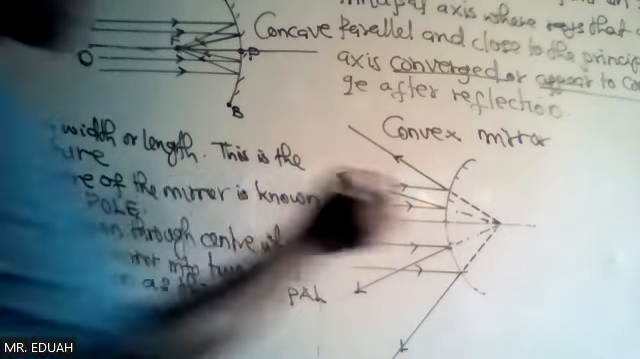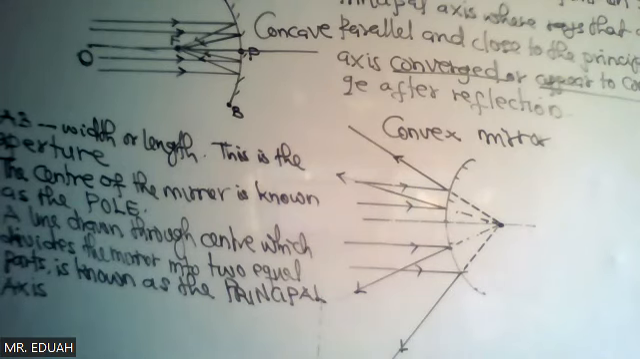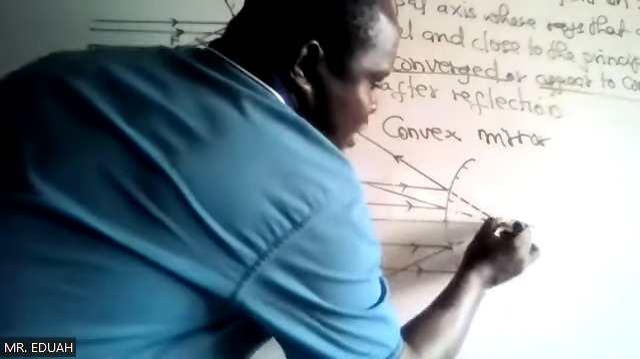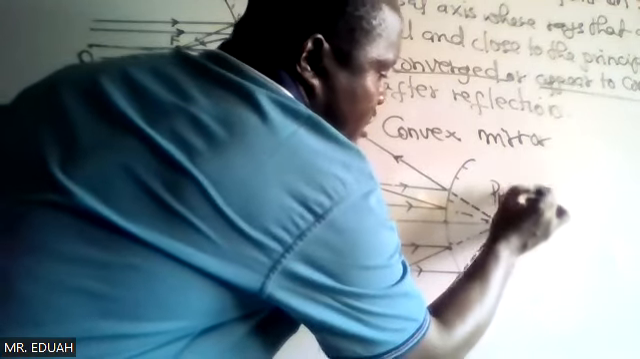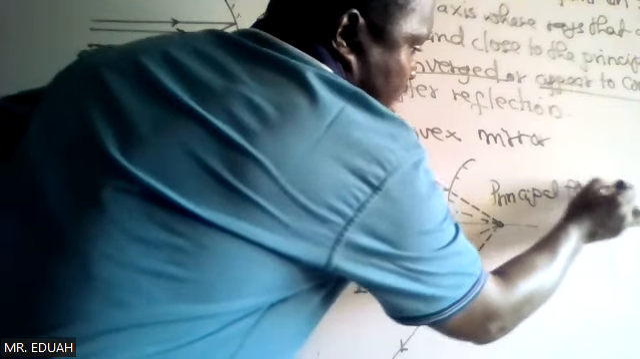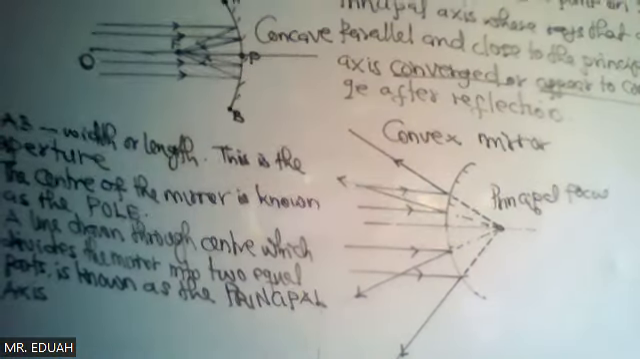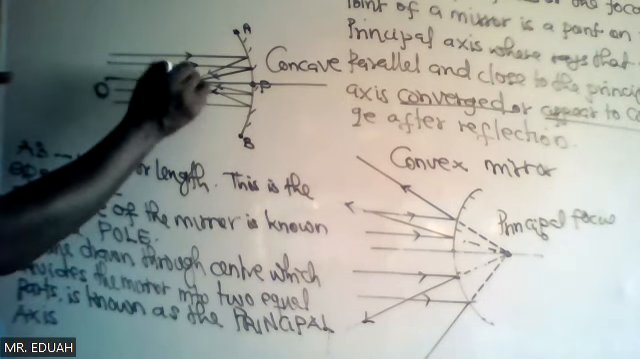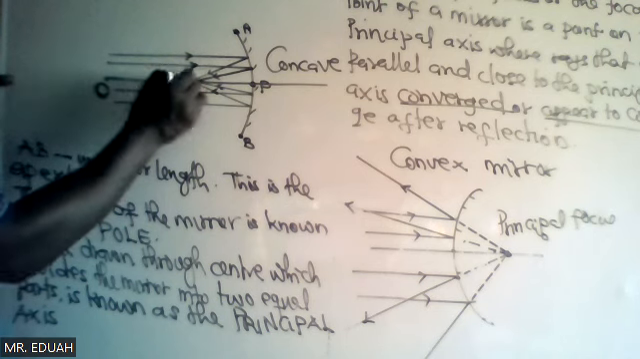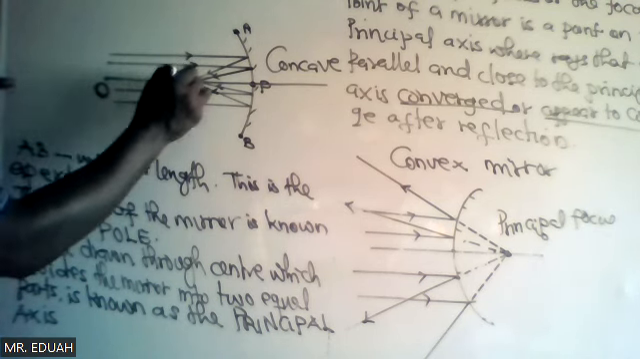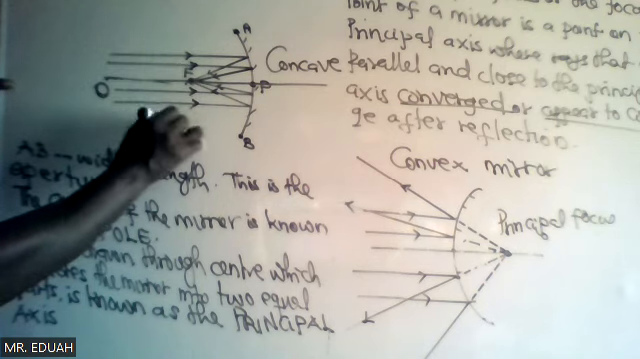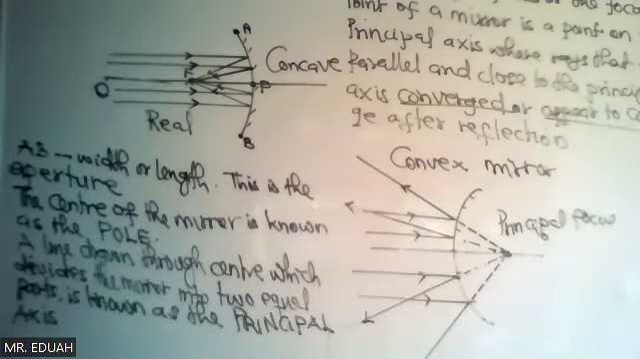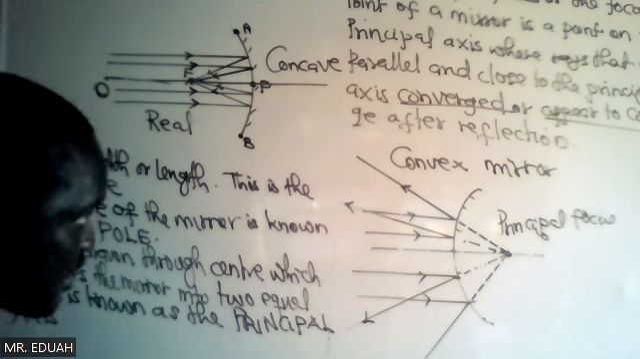But the diverted rays always appear to be diverted from a point behind the mirror. And this point where the diverted rays appear to be diverted from, we call the principal focus, or the focal point. Then for concave, the reflected rays actually converge in front. For this reason, we say that the principal focus of a concave mirror is real. It's real because the reflected rays actually converge in front of the mirror.